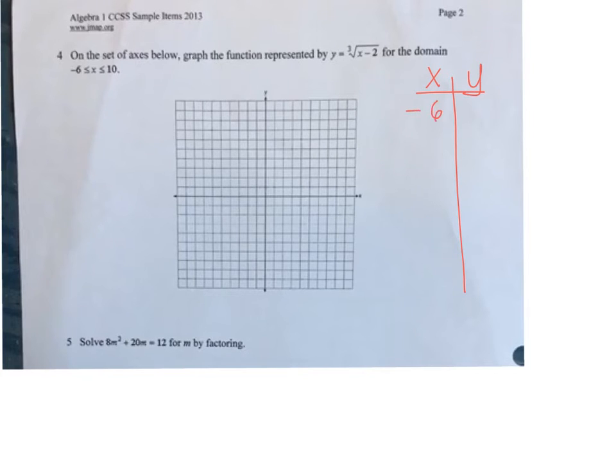I'd start it at -6 and increase it all the way up to 10. Then I would go ahead on my graphing calculator and insert this graph.